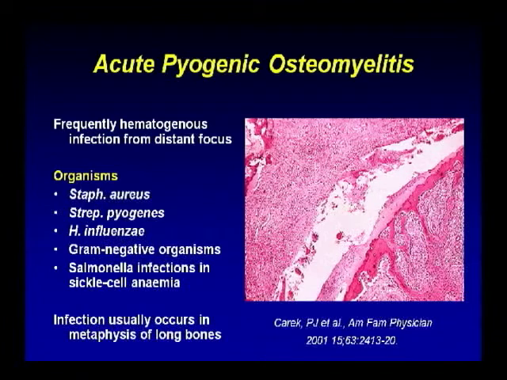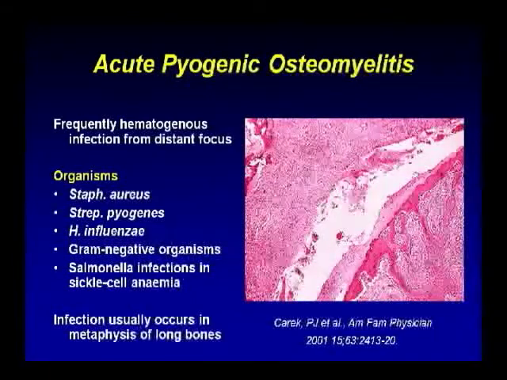So acute pyogenic osteomyelitis is most frequently acquired in a hematogenous fashion. It's coming from a distant focus. And the organisms that cause pyogenic osteomyelitis are most frequently Staphylococcus aureus and Streptococcus pyogenes and Haemophilus influenzae. And then we have a couple of gram-negative organisms. Salmonella infections are typical for sickle cell anemia, but in sickle cell you may also find Staphylococcus aureus. Keep in mind that these infections are typically found at the metaphysis of the long bones.